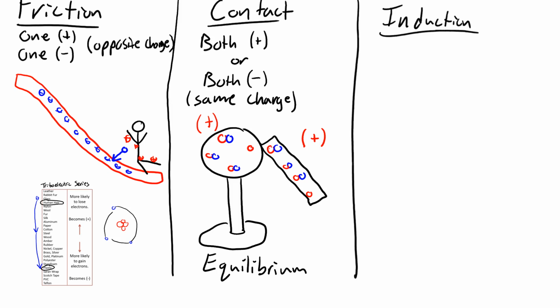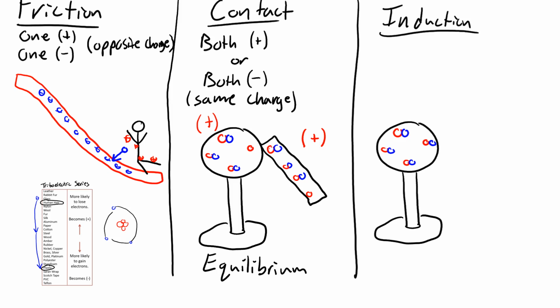Charging by induction is kind of similar to contact. We'll start it the same way, but you don't actually have to make contact in order to charge the object, in order to give it a lasting charge. So let's start with the same metal sphere. Okay, so we have a neutral metal sphere, and let's go with a negatively charged rod.